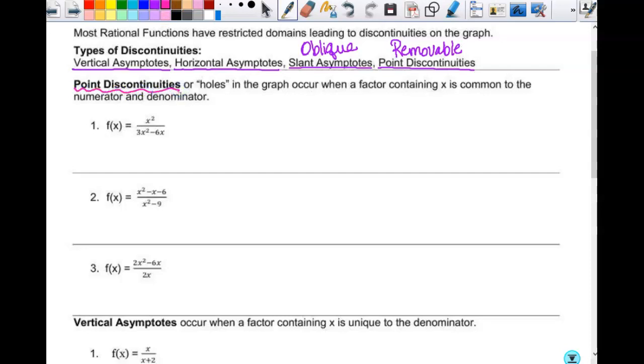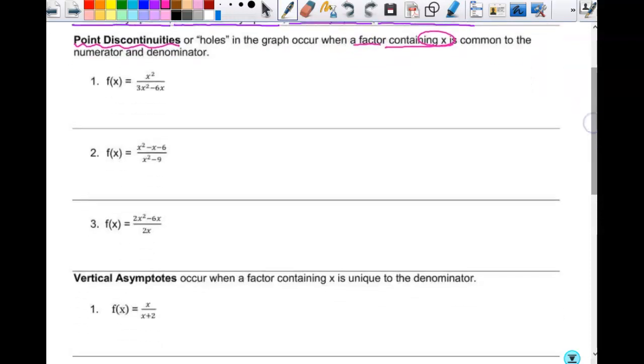Point discontinuities, or holes in the graph, occur when a factor containing x, that's important, it's got to contain x, it can't just be a number, is common to the numerator and denominator. If something is common to the numerator and denominator, that means we can cancel it out. Anytime you can cancel something out, that's giving you a hole in your graph. So you're always trying to factor the numerator and denominator completely.